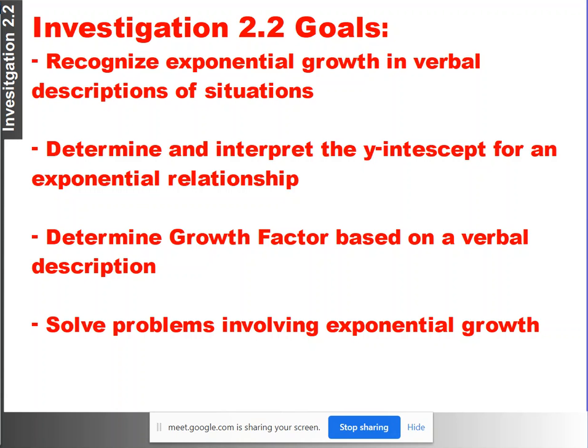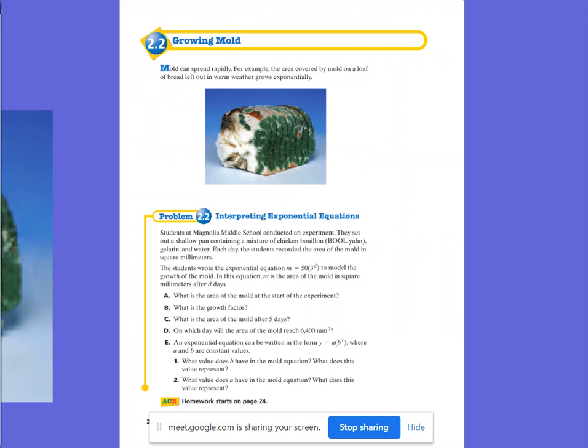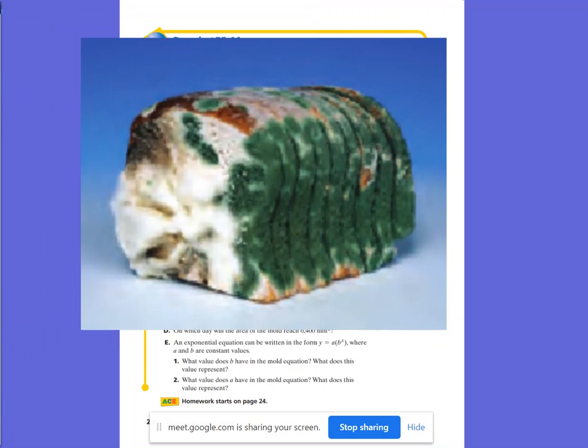Maybe if we can go to the other page. There we go. All right, we are growing mold. Yay! It looks much better.